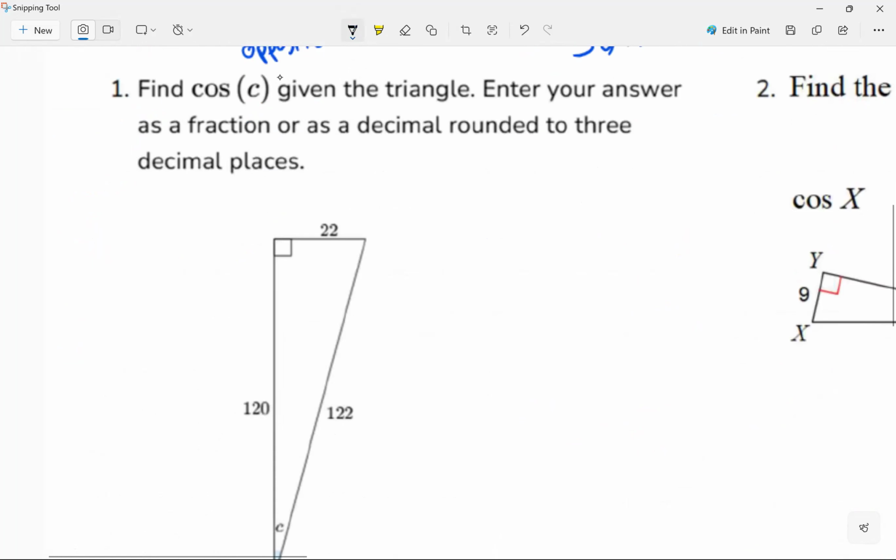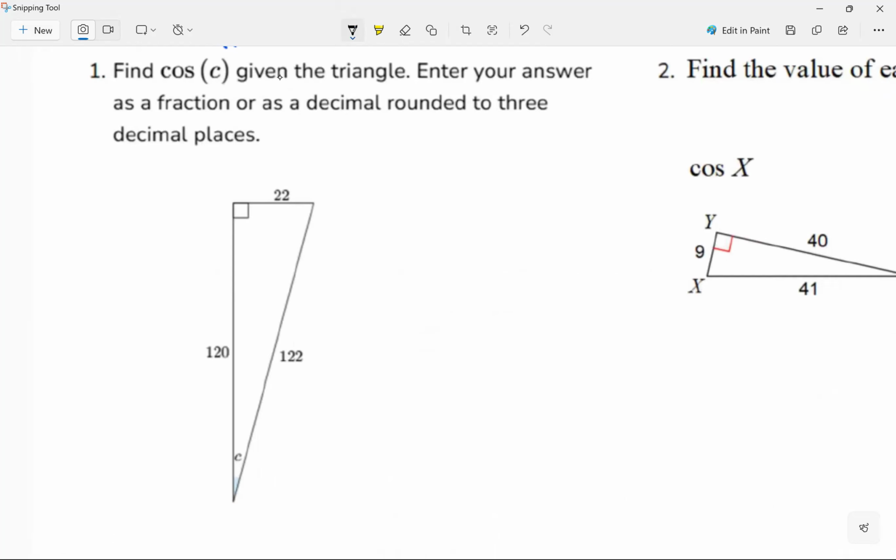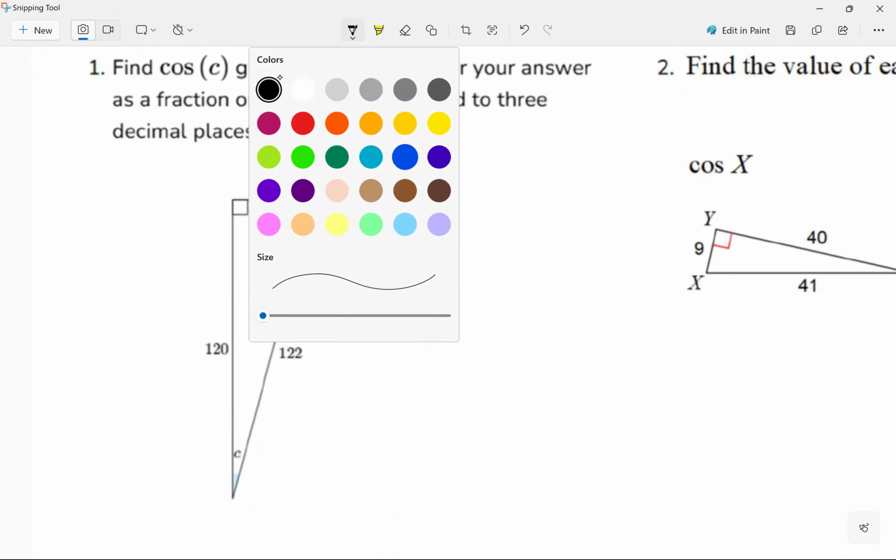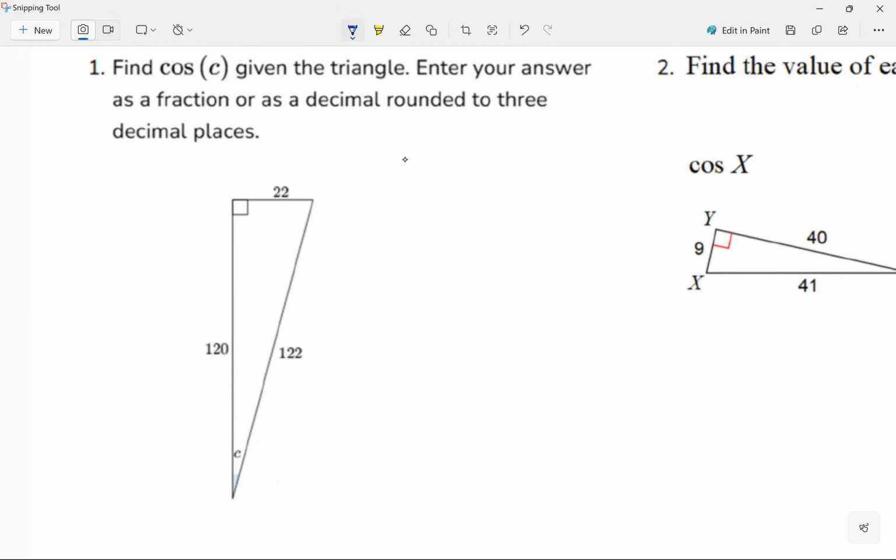It says find cosine of C given the triangle. Enter your answer as a fraction or as a decimal. Round it to three decimal places. So where my angle C is, that is going to be my theta. That's where my theta is.